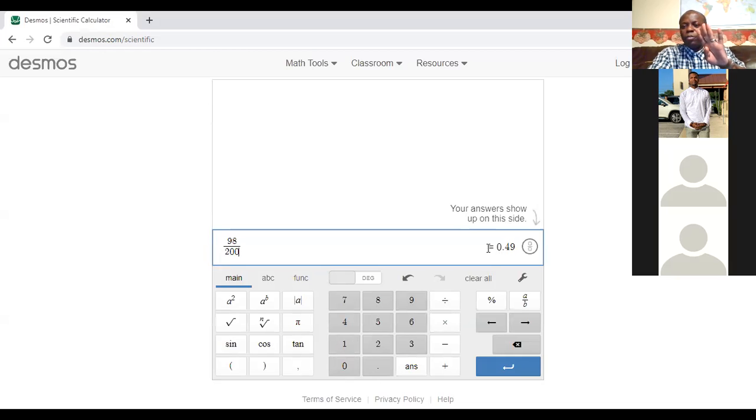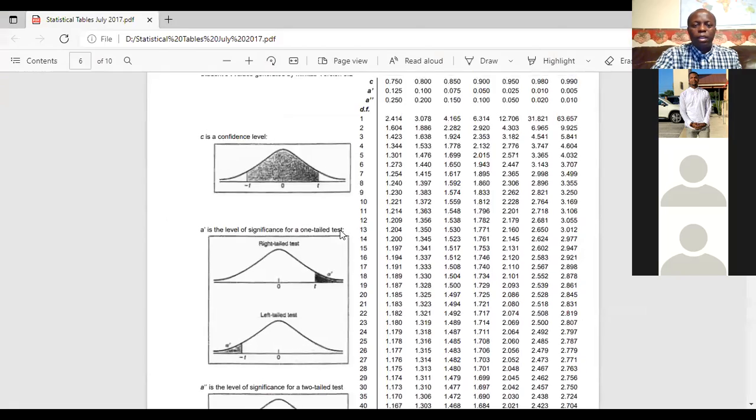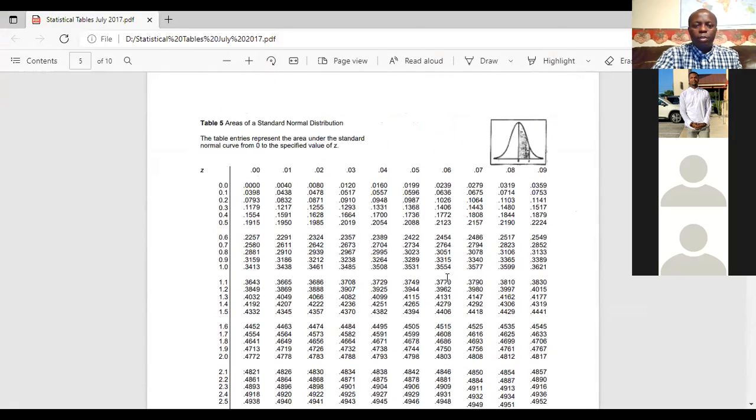There are usually four figures. So 0.49 means 0.4900. Now let's look at the table of normal distribution for the critical value so that we can find it. Look at the Z table for 0.4900. Make this bigger.